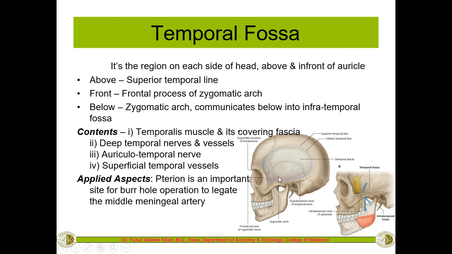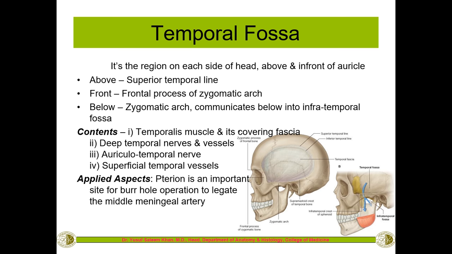and this will communicate with one more region here. This is called the infratemporal fossa. Later we'll discuss this. So this is the temporal fossa. So the boundaries: at the top will be the superior temporal line, in the front we have the frontal process of the zygomatic bone, and below we have the zygomatic arch. Okay.